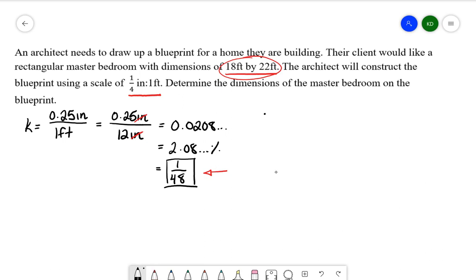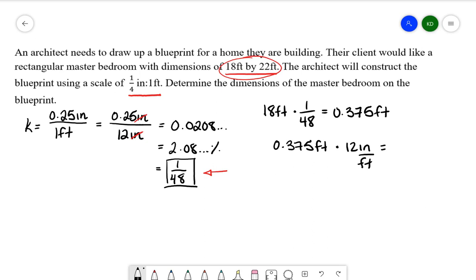So let's start with 18 feet. What we can do is multiply it by my scale factor of 1/48. And what this is going to do is tell me what the new size is. What I'm going to get here is 0.375 feet. If we wanted to have our answer in inches, we can multiply this by 12 because there are 12 inches in 1 foot. And then what we're going to get here is 4.5 inches.